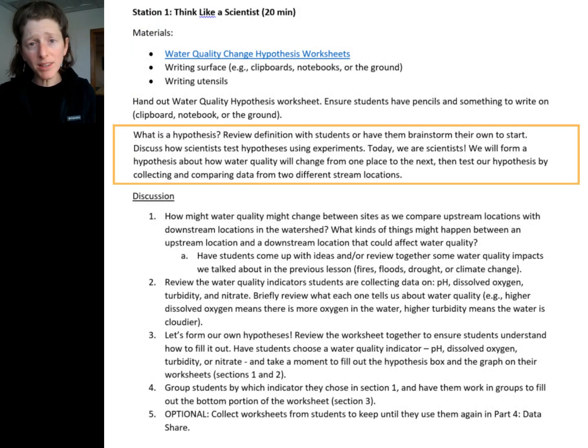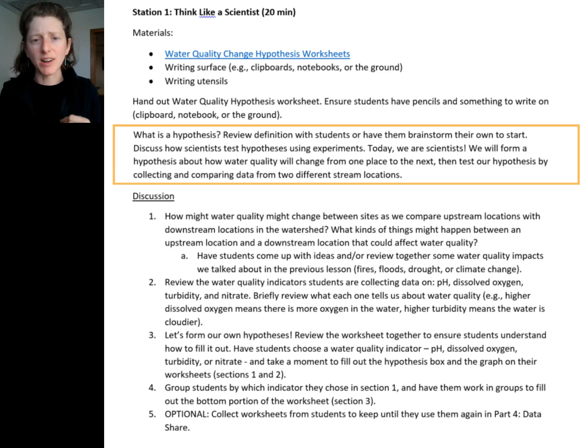Before you fill out the worksheet or start any discussion for this station, depending on the background knowledge that your students are coming in with, you might want to take time to front load some information. So what is a hypothesis? What is a scientific experiment? You can talk about how scientists use experiments to test their hypotheses, and that the whole of what we're doing here, we're collecting data, we're looking at change in conditions between an upstream location on the river and a downstream location. This is a scientific experiment, and today we're going to create our hypotheses.